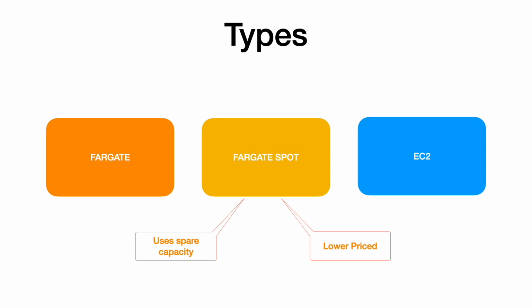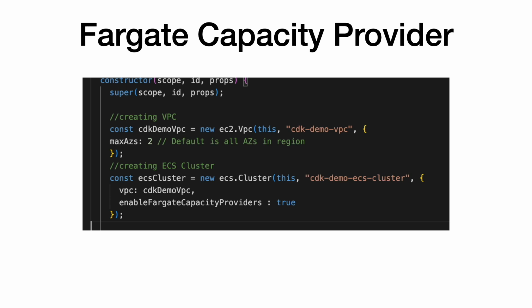Fargate and Fargate Spot capacity providers are created by ECS on your behalf. You just have to set the Fargate flag as true for it. On the console, I can just select the Fargate type, or in our CDK code, I can just set the attribute, enable Fargate capacity providers as true. By configuring this, ECS will automatically create Fargate and Fargate Spot capacity providers for you.